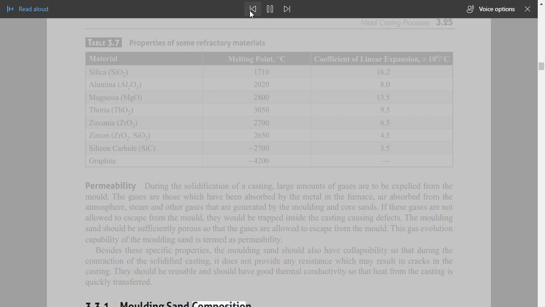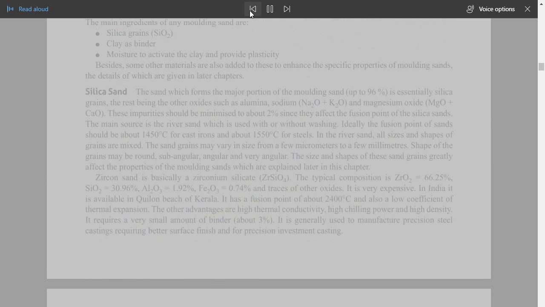3.3.1 Molding sand composition. The main ingredients of any molding sand are silica grains, SiO2. Clay is the binder. Moisture activates the clay and provides plasticity. Besides, some other materials are also added to these to enhance the specific properties of molding sands, the details of which are given in later chapters.